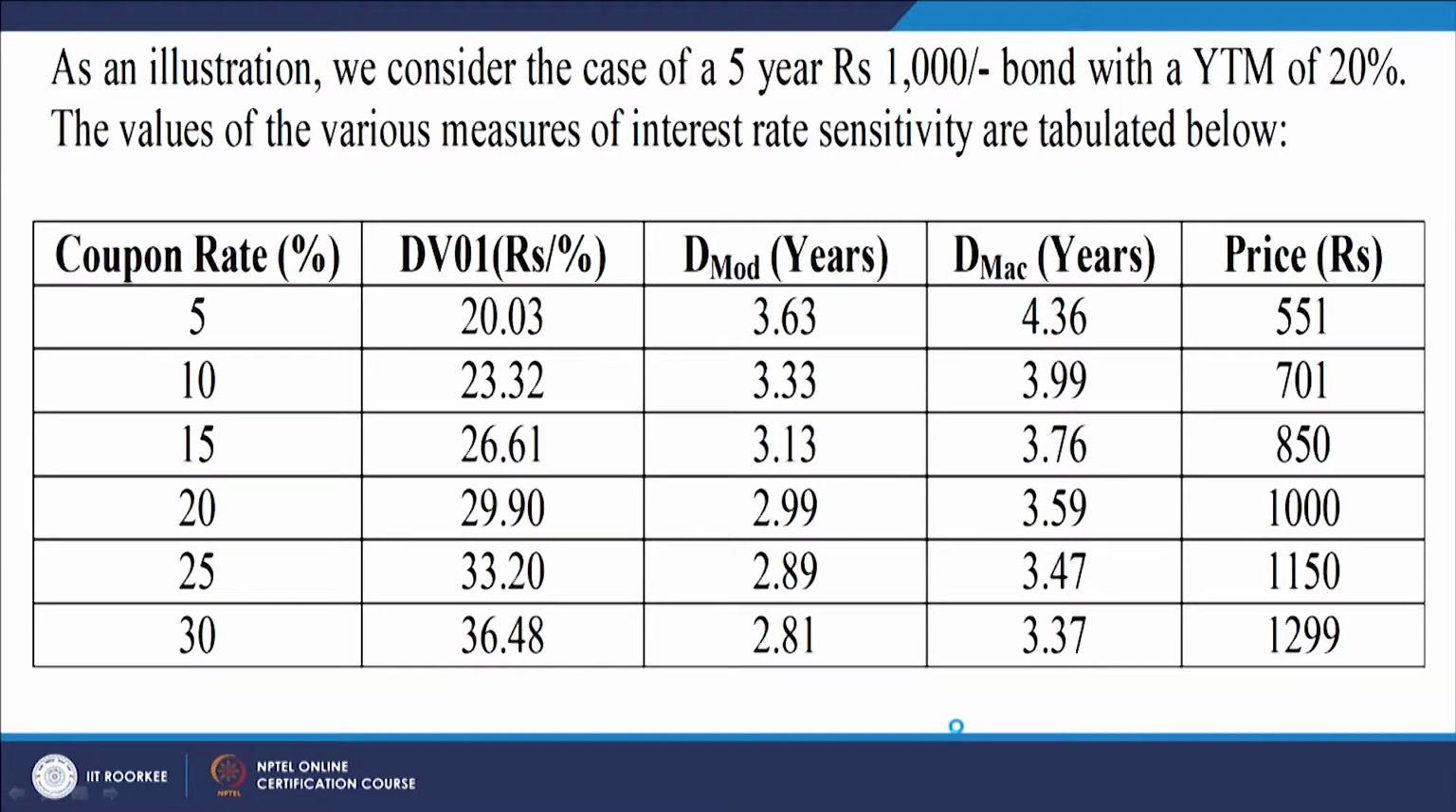As you can see in this empirical work, as the coupon rate increases, the Macaulay duration shows a clear-cut decrease throughout. So, as coupon rate increases, the recoupment of the investment is faster, and therefore, the duration is less, and the sensitivity to interest rates is also reduced.